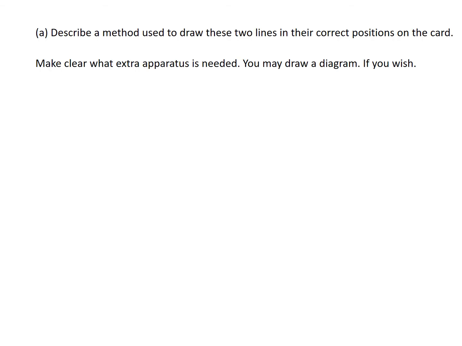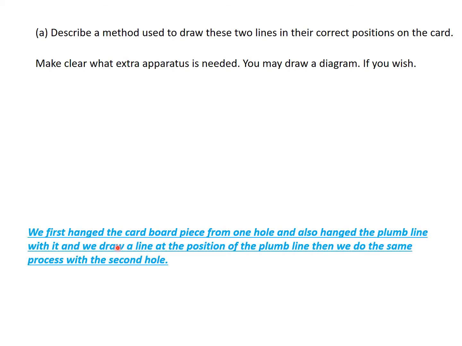Part 1. Describe a method used to draw these two lines in the correct position on the card. Make clear what extra apparatus is needed. You may draw a diagram if you wish. A diagram is not necessarily needed. Answer. We first hang the cardboard piece from one hole and also hang the plumb line with it. We draw a line at the position of the plumb line, then we do the same process with the second hole. Now the plumb line should necessarily be included or else you will not get the mark.